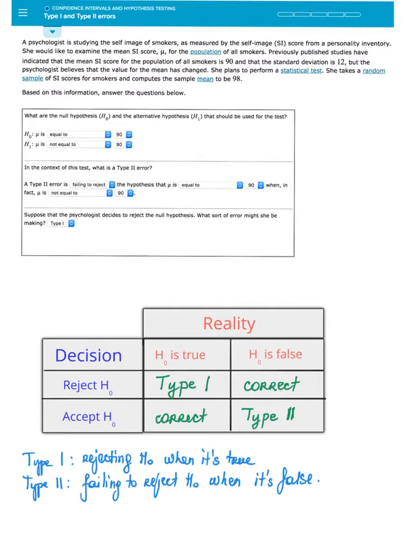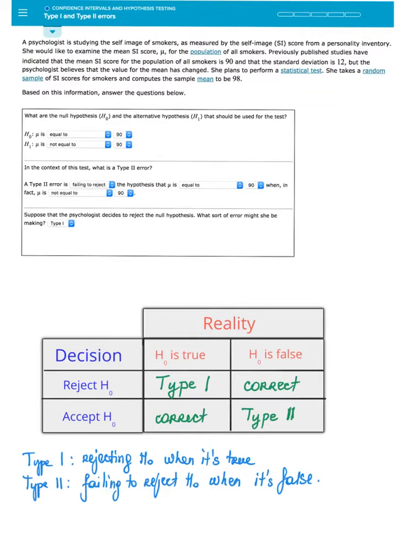She plans to perform a statistical test. She takes a random sample of SI scores for smokers and computes the sample mean to be 98. Based on the information, answer the questions below. What are the null hypothesis and the alternative hypothesis that should be used for the test?